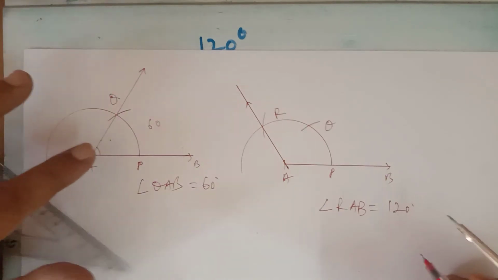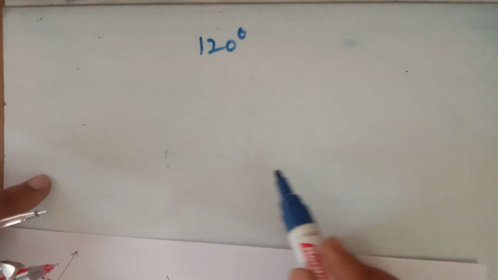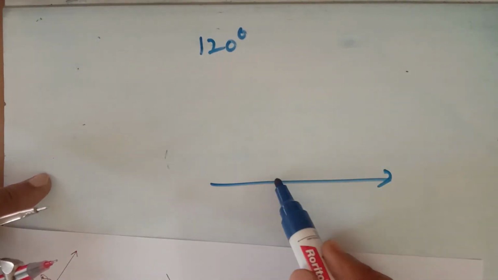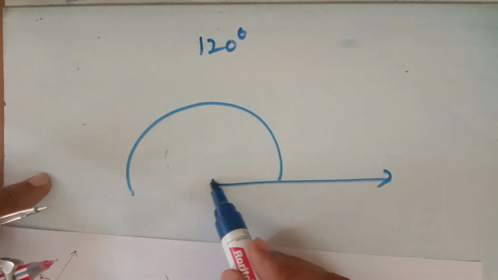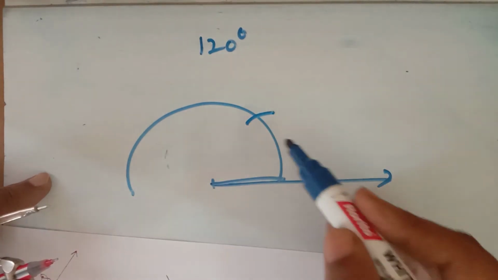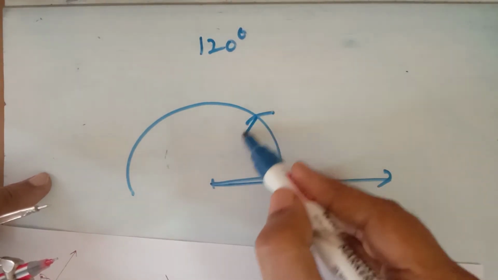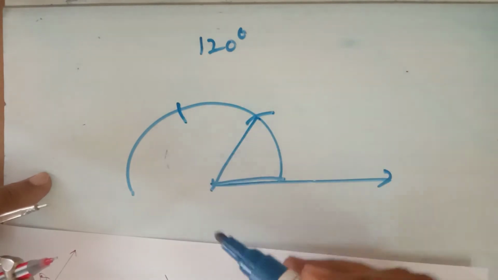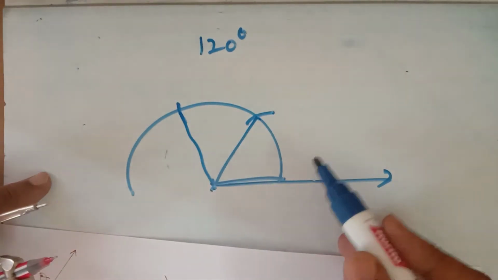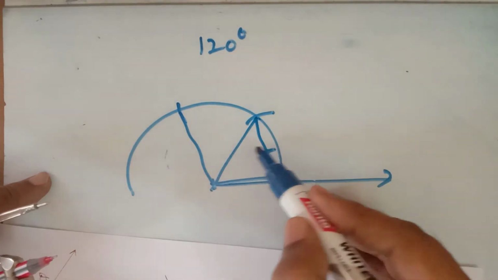Why is it a 120 degree angle? Let us again see. What you have done, you have drawn a ray, you have drawn a semicircle like this. This is the radius, you have marked this angle. So this is the radius, you have marked again. This is also the radius of the circle. If you join it, it is an equilateral triangle.